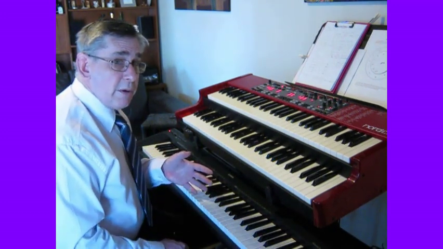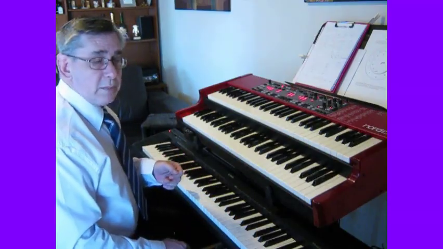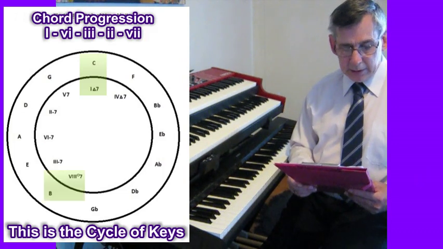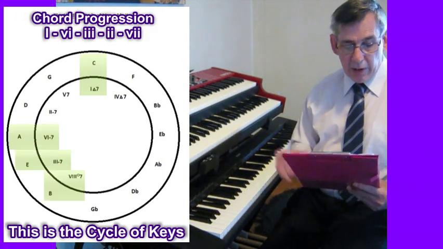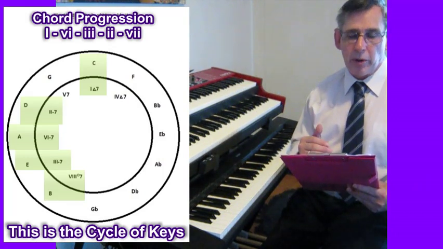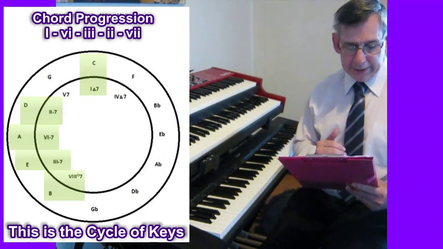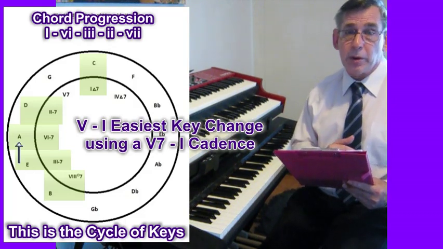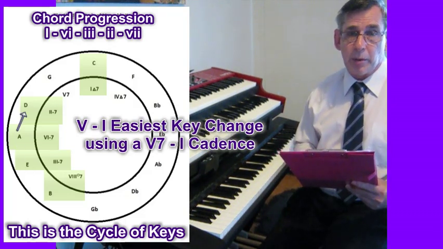So play around with your inversions and have a lot of fun with it. So when we're looking at this on the cycle of keys, we can see straight away that most of the chords are next to each other, so therefore they become the dominant of the next chord on the cycle of keys. So 7 is the dominant of 3, 3 is the dominant of 6, and 6 is the dominant of 2.